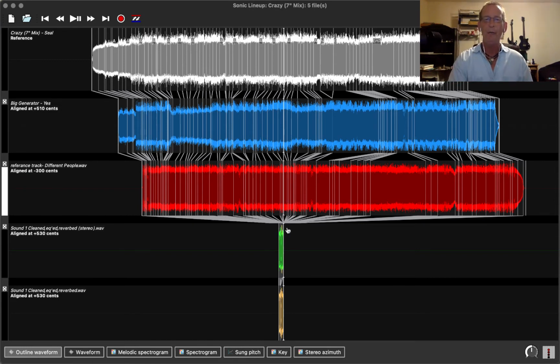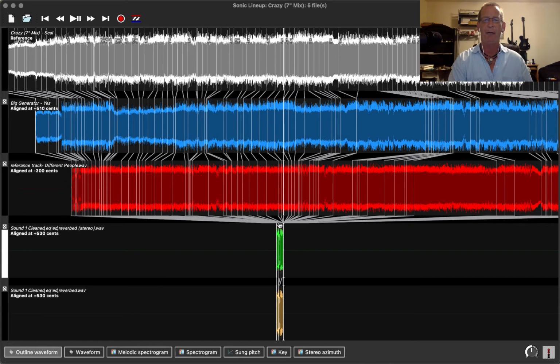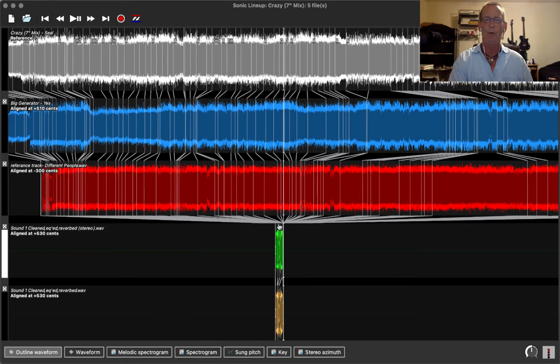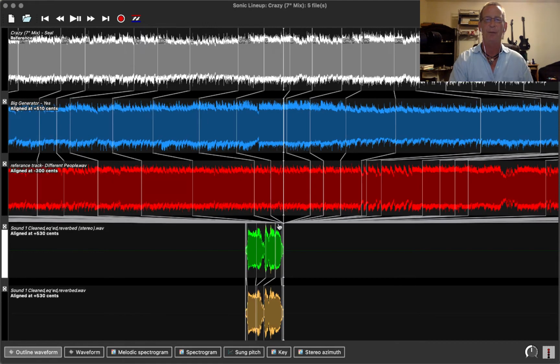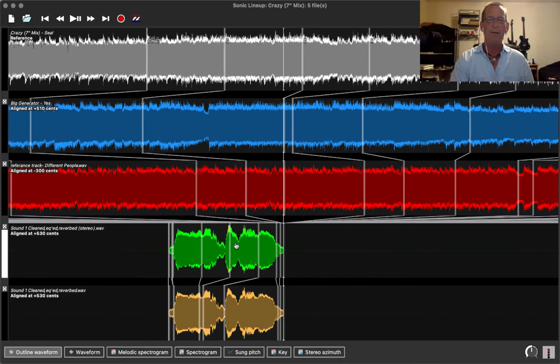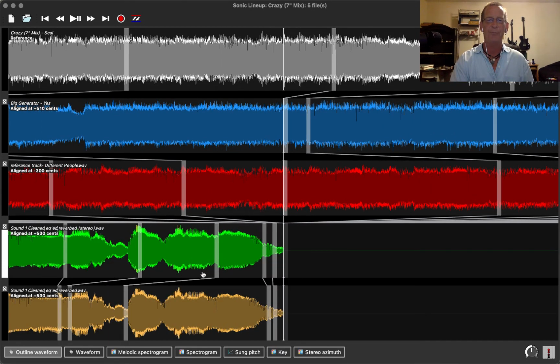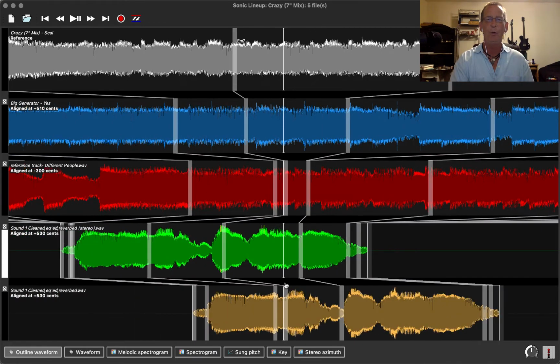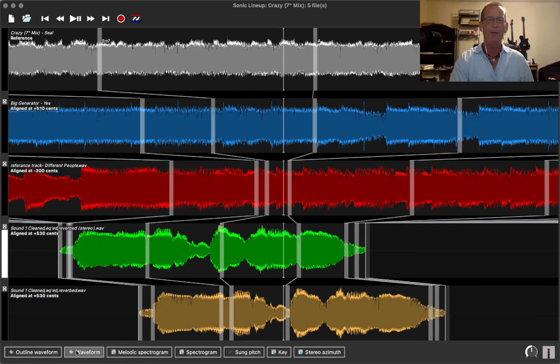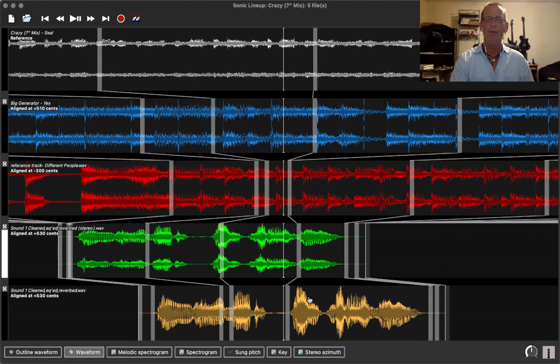Now, when we get in and we start looking at the stereo field, let's say we've got these two waveforms here. If I take these two waveforms and spread this out a little bit so you can see this, these are two of the same waveforms. One of them is stereo and one of them is mono.